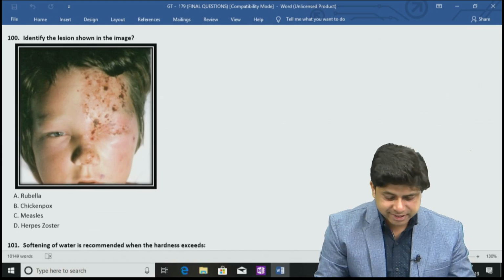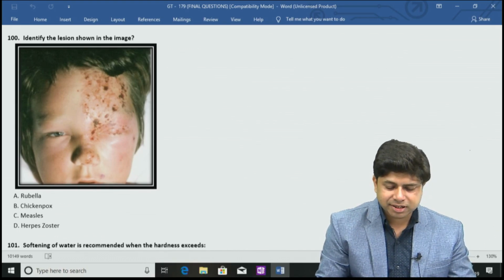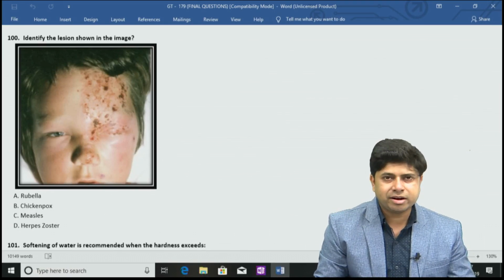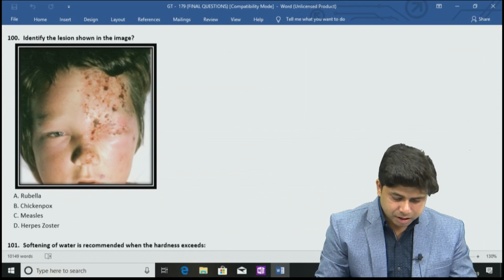Measles rashes are not this large, and chickenpox is not always in one half of the face; it is obviously over the whole face. Rubella is also over the whole face. So this typical presentation in one half of the face is of herpes zoster.